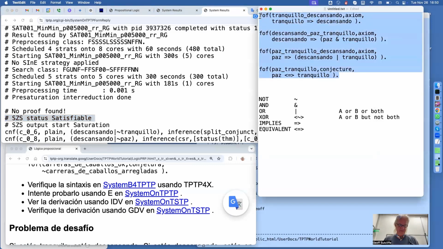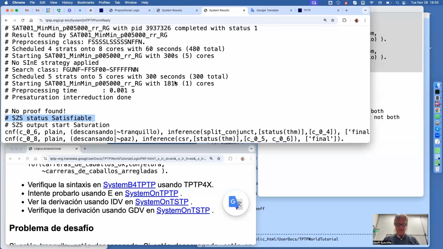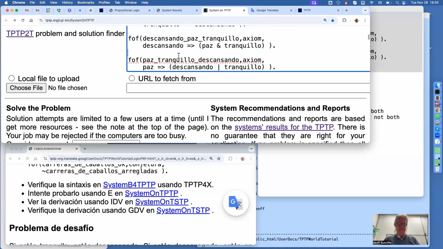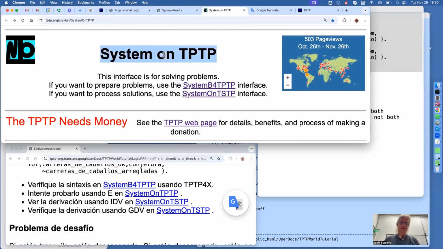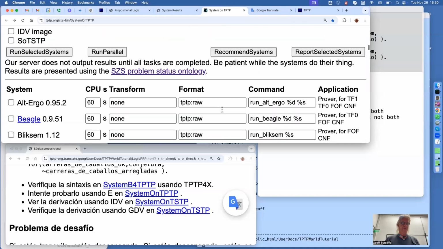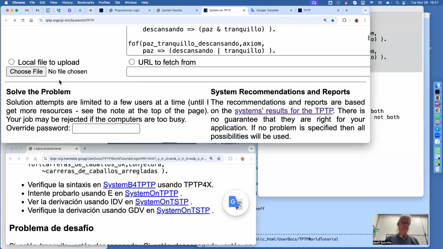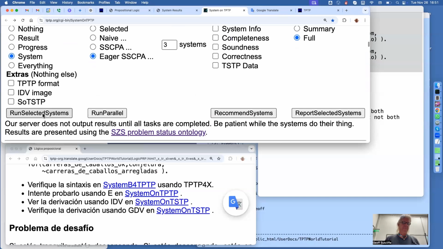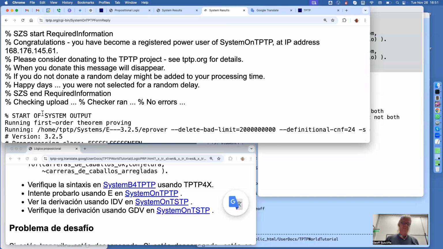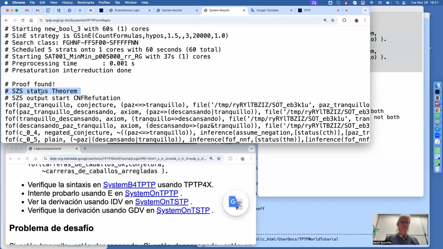We take everything and put it in here. This is the System on TPTP interface. We now do the proof. To prove, we use not ESAT, we use E. Proof found.